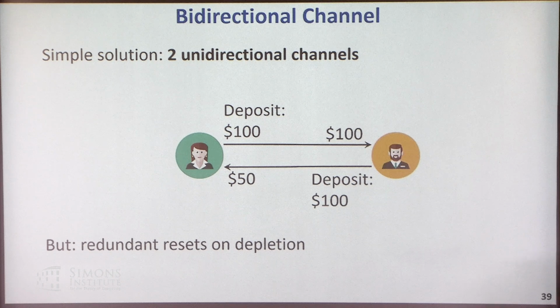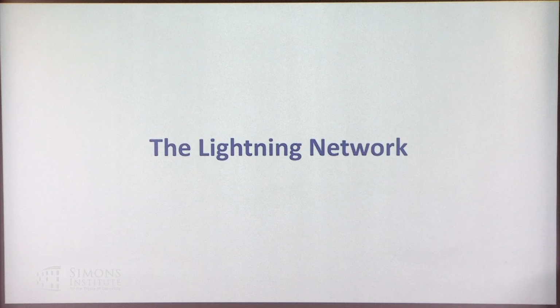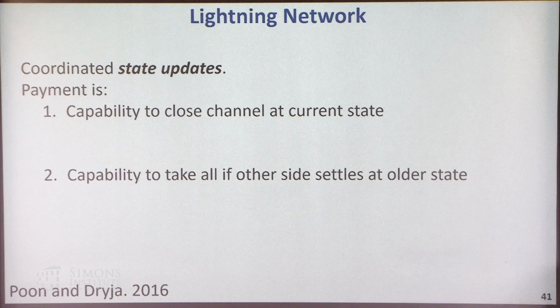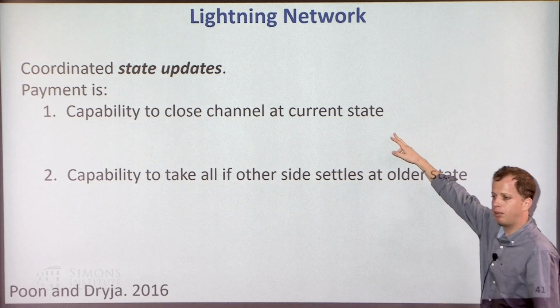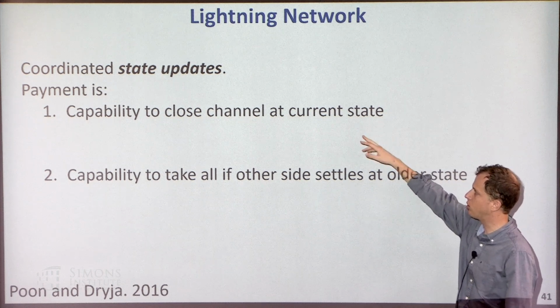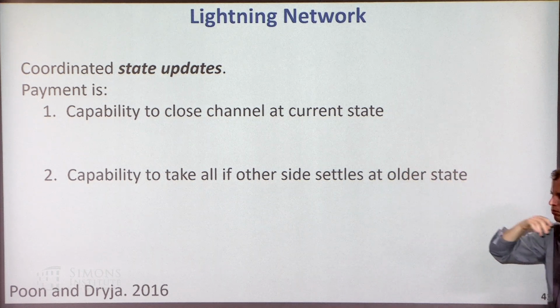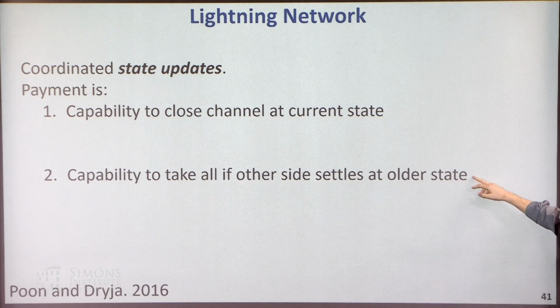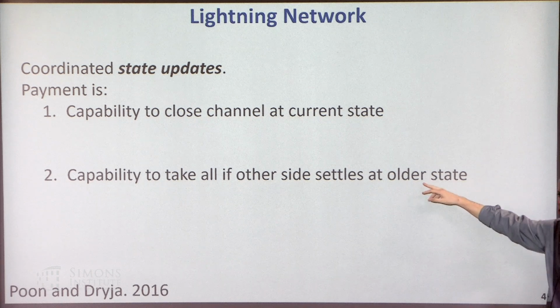And so there is a solution to that without a trusted execution environment. The most famous instantiation of it is the Lightning Network, proposed by Poon and Dryja back in 2016. And the idea of this and most other similar solutions is to do state updates. So what's a payment in this world? A payment is a capability of the receiver to close the channel or settle the channel at the current state. And also it is a capability to take all the money, penalize the other party if they try to settle at an older state.